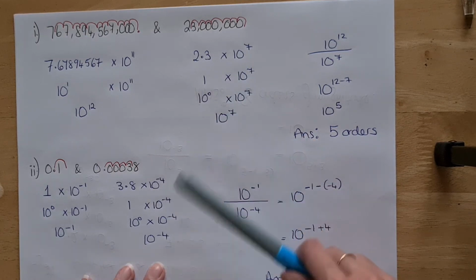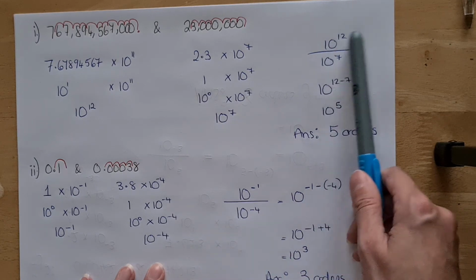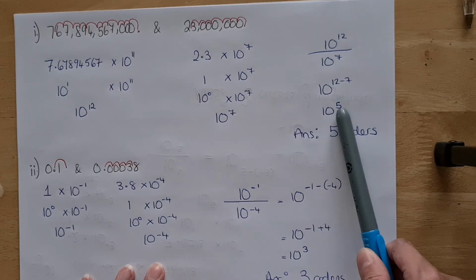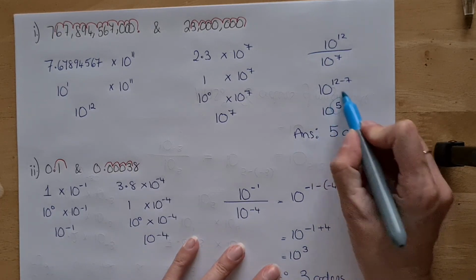Put the larger number over the smaller number and divide. So it's going to be 10 to the power of 12 over 10 to the power of 7. Subtract the powers, so you'll get 10 to the power of 5. Therefore, your answer is, there are 5 orders of magnitude in the difference.